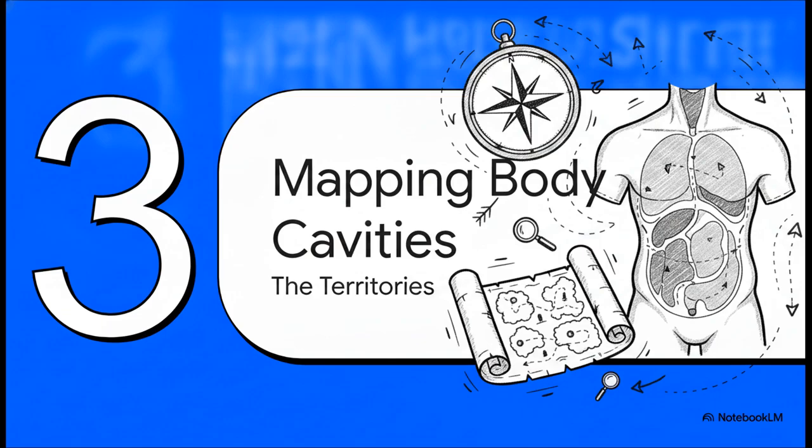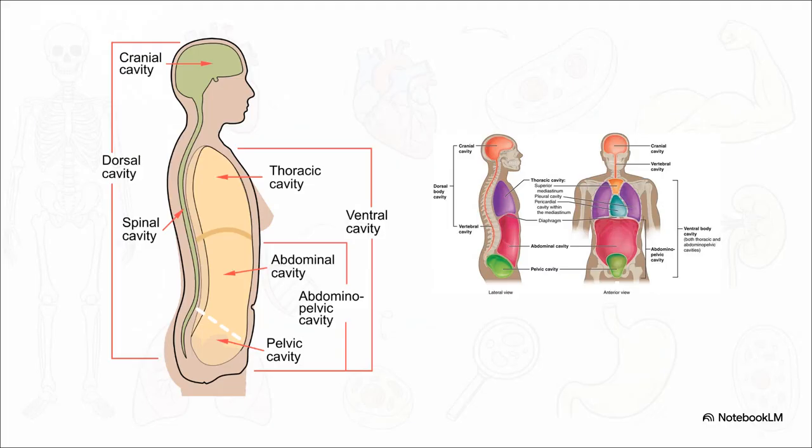All right, Section 3, Mapping the Body Cavities, the Territories. With our compass perfectly calibrated, we're ready to divide our human map into specific physical zones. Now, what is really interesting here is how clearly the body separates into 2 massive mega territories. On the left, we have the dorsal cavity.